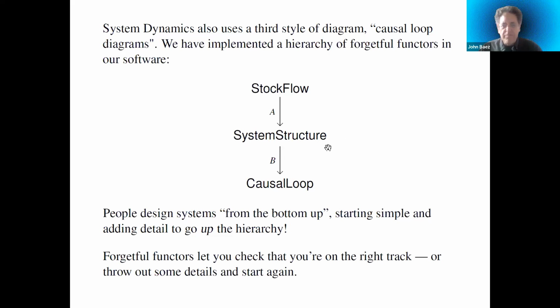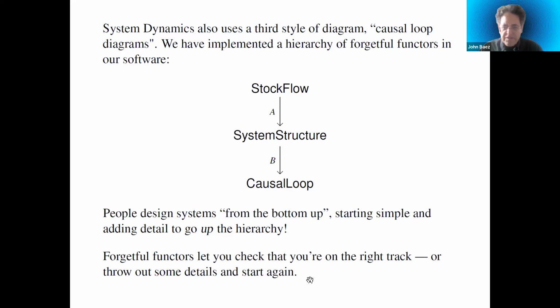I'm fond of the idea of building systems one stage at a time through a kind of poset of forgetful functors. The forgetful functors do a couple of things. One is they let you check that you're on the right track. You've built your system structure diagram. If it's all in software, you can just hit a button and bingo, you can see the causal loop diagram and make sure you did things the way you intended.